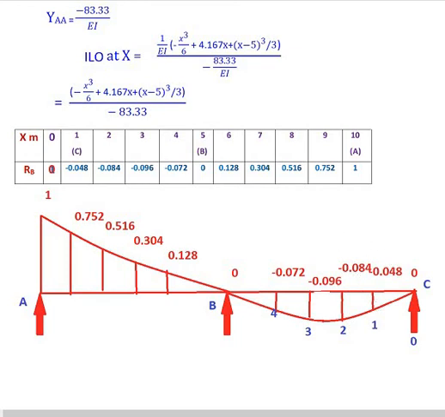So this is the procedure of the Muller-Breslau principle to solve the indeterminate continuous beam. Hope you all understand how to solve a continuous beam problem and to draw an influence line diagram using the Muller-Breslau principle. Thank you all for your pleasant listening. Once again, thank you.